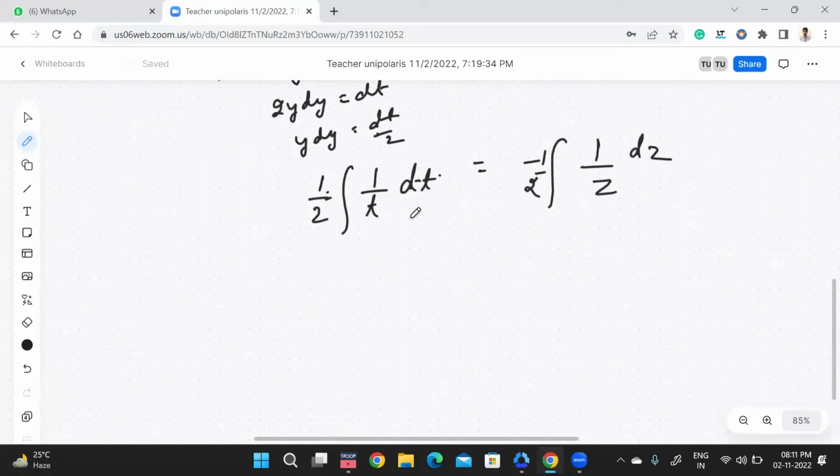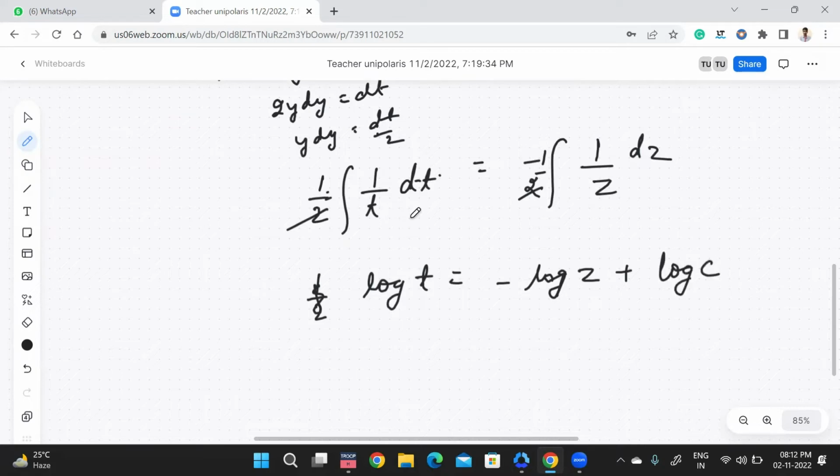Okay, now we can integrate both sides to get 1 upon 2. So before integration, we can cancel these 2's. So we get log t equals minus log z plus a constant. In this case, we're going to take the constant as log also, because everything has a log, so we're going to take it as log also.